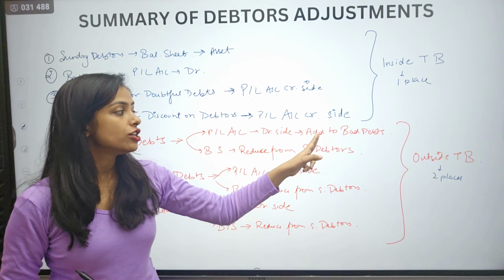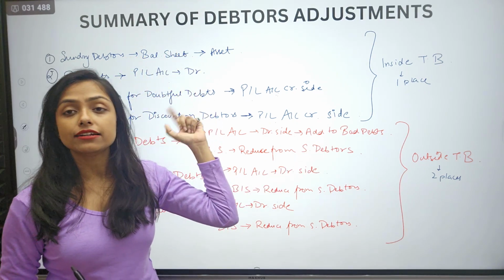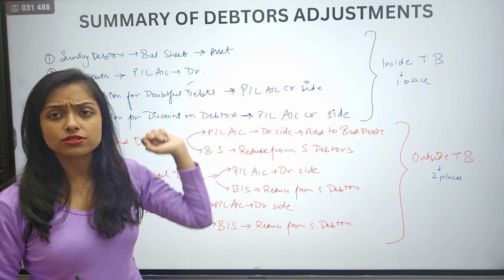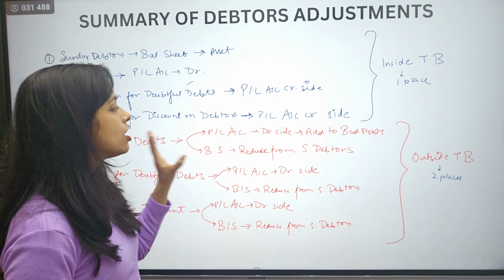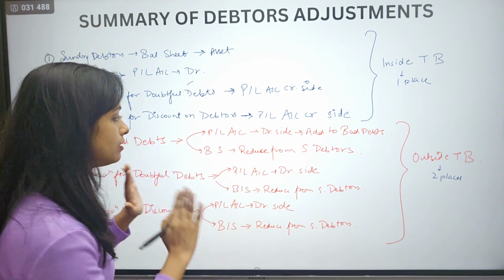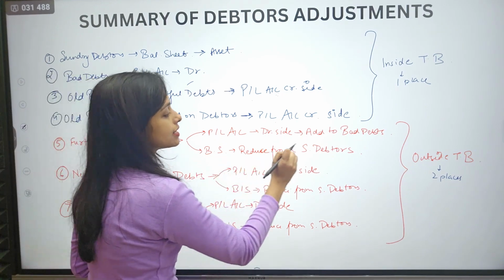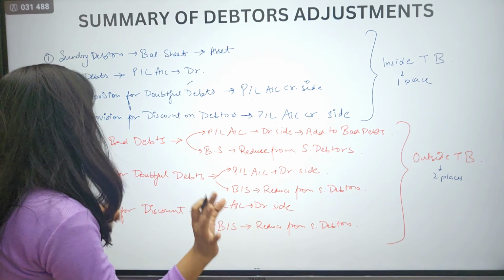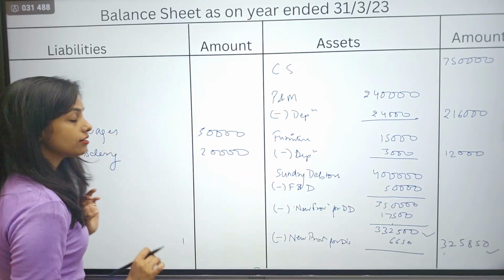First place, you are going to add it to the bad debts that were given over here. And if no bad debts were given inside the trial balance, just write it on the debit side of the profit and loss account. There is no problem. It just has to be on the debit side of the profit and loss account. Second place that you will adjust it in is the balance sheet, where you will reduce it from the sundry debtors, just like we did over here.